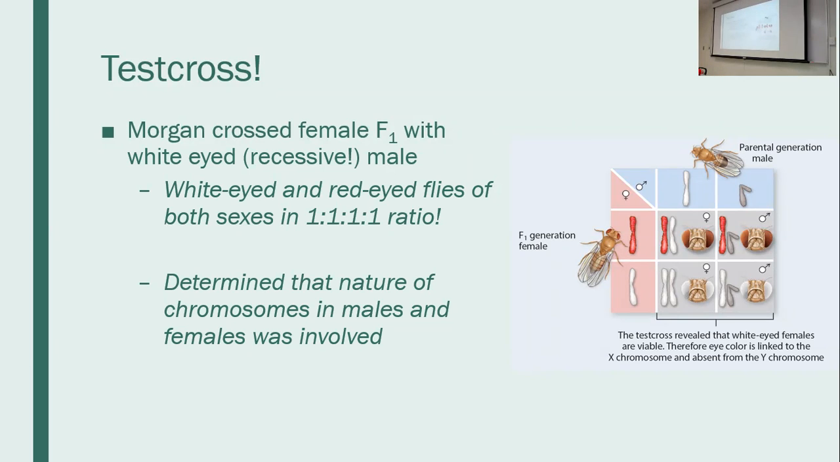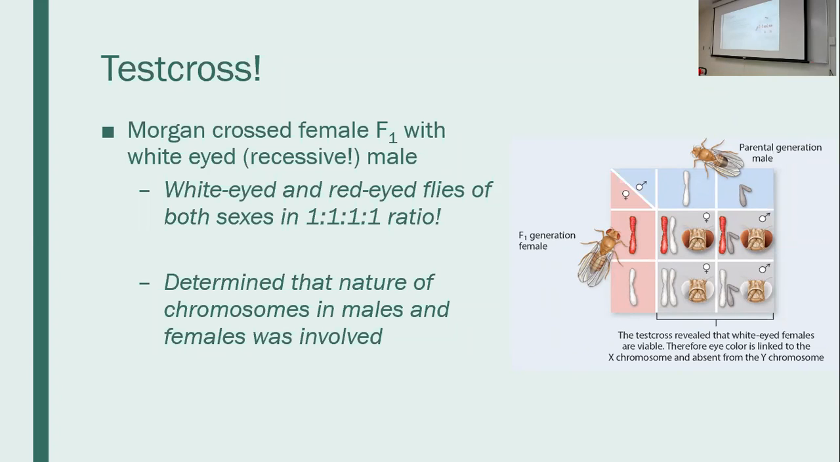And then he gets really weird stuff, right? Because this male and female thing has come into play, he ends up with a 1:1:1:1 ratio, which has never happened to us. What the heck? So white eyes and red eyes of both sexes. He's got a red-eyed female, a white-eyed female, a red-eyed male, and a white-eyed male. This is breaking all of our rules. This is really obnoxious.